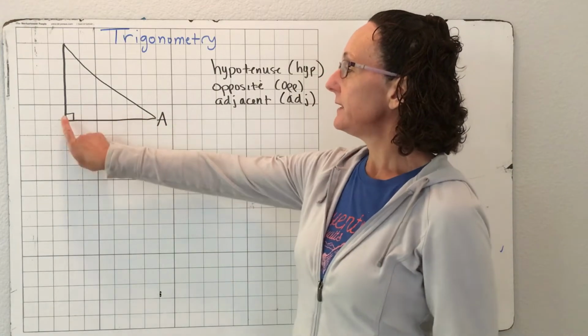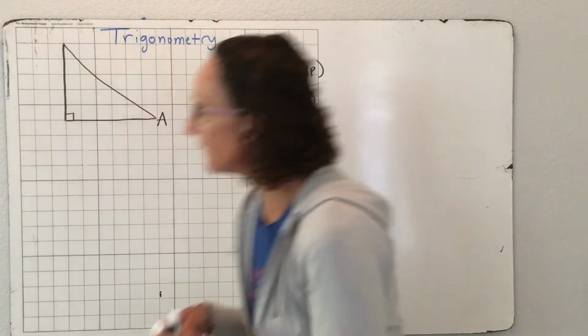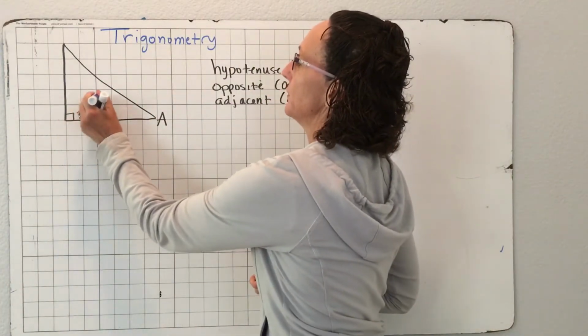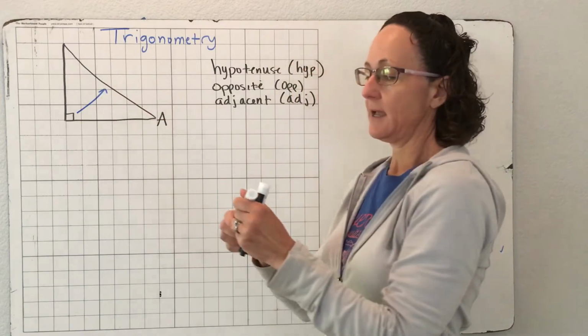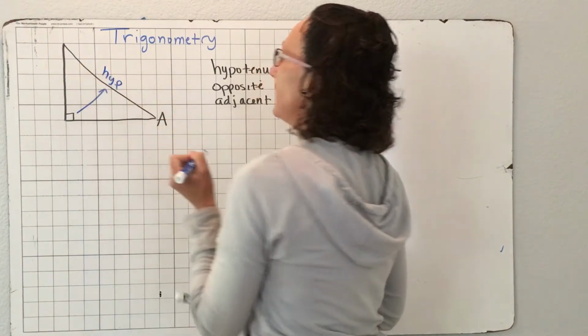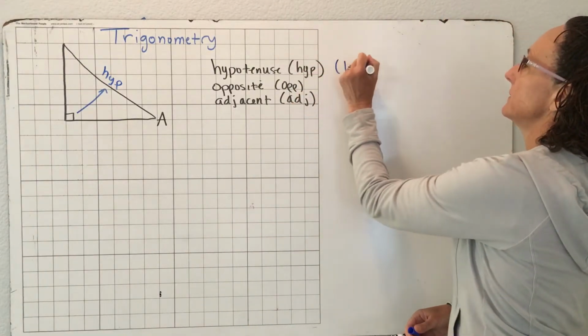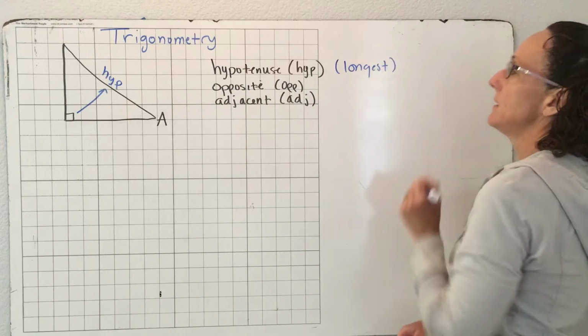So the easy one is the hypotenuse, because the way this works is wherever the 90-degree angle is, you go across from that, okay? And that side is always the hypotenuse, okay? It's always the longest side, okay? So the hypotenuse is always the longest side, okay?